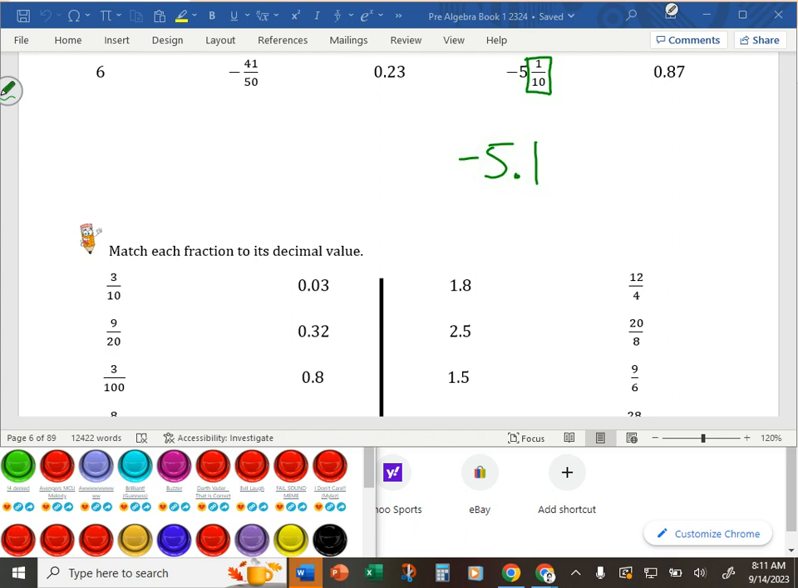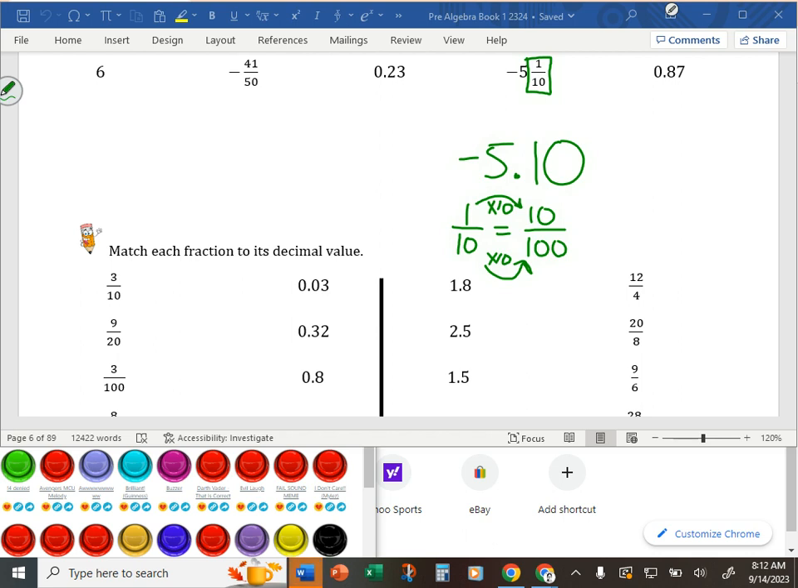If you did convert 1/10 to a fraction over 100, because you just want to do the process, what would you multiply 10 by to get to 100? Multiply by 10. Right? Which means you do that up here as well. So you get 10 hundredths, which is 0.10, and 5.10 is the same as 5.1 anyway. Okay?